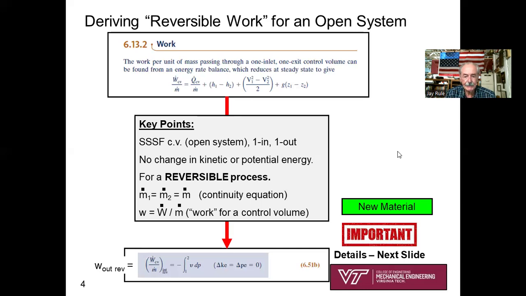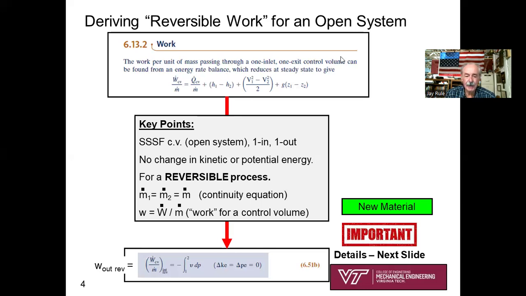But once I got into graduate school, I quickly learned the difference between work, W dot over M dot, or W over M, the difference between an open system and a closed system. And so rather than deriving the work for an open system in all these slides, I want to go back and depend on your textbook and your reviewing your textbook. I just want to hit the key points in the derivation.